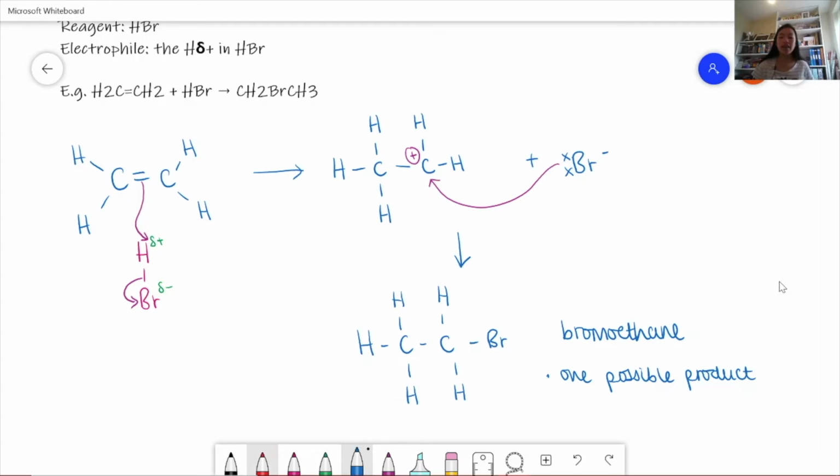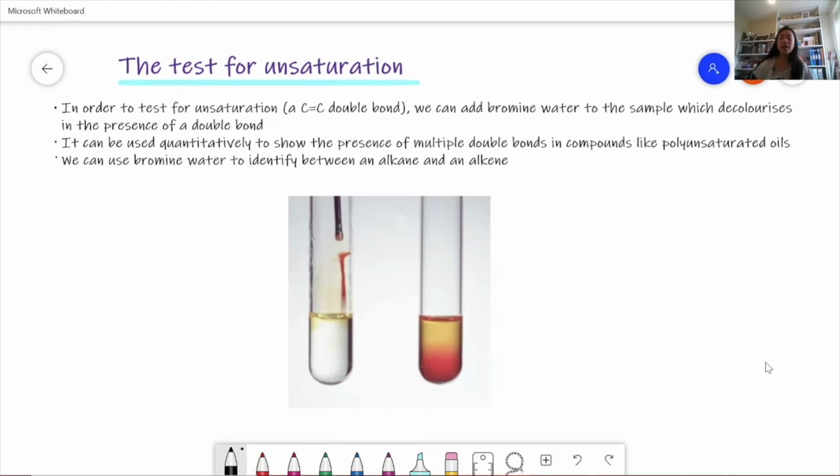And again, this is an electrophilic addition reaction. And this is because the attacking group is an electrophile, and also we are adding the hydrogen bromide across the double bond. Now we're going to look at the test for unsaturation.